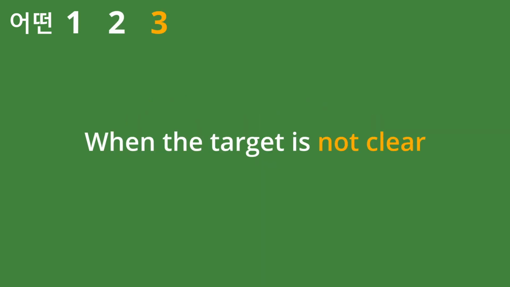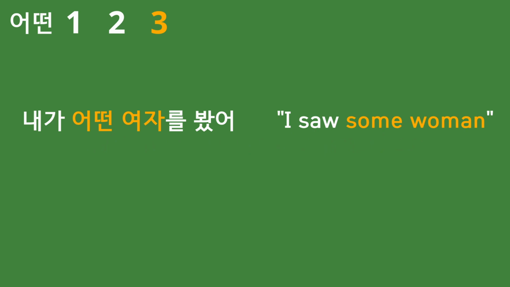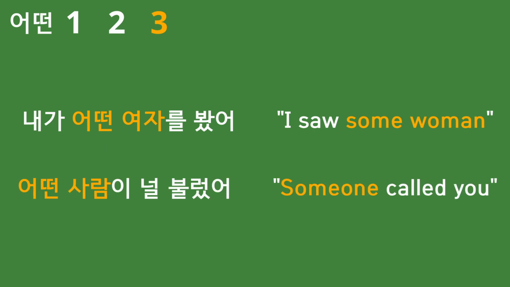The last case is when it can be used when the target is not clear. For example, 내가 어떤 여자를 봤어. I saw some woman. 어떤 사람이 널 불렀어. Someone called you. So it's like English's some. Now let's move to 무슨.